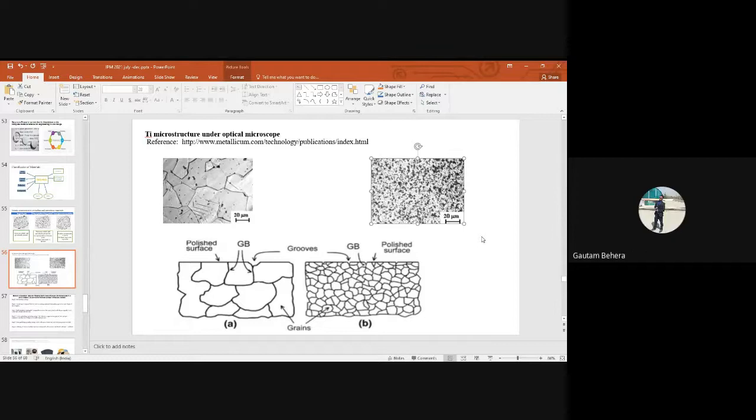More number of grains, very good. The second one is showing more number of grains. That means more number of grain boundaries is there. Or you can say the size of the grain is very, very fine, very, very small, like 300 nanometer size grains. Here it is up to some micrometers.